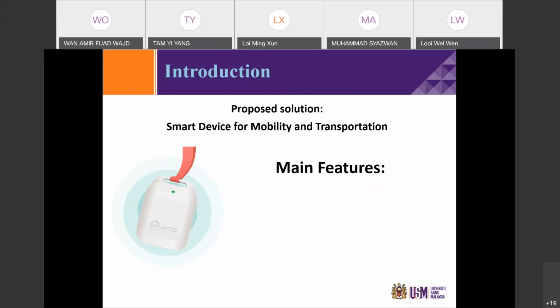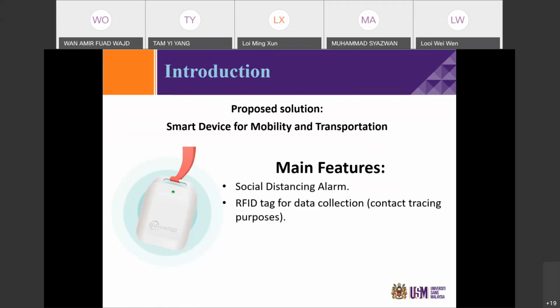So our proposed solution is to design a smart device for mobility and transportation, which consists of three main features. The first one is a social distancing alarm. The second one is the RFID tag for data collection and contact tracing purposes. And the third one is the COVID-19 checkpoint at the entrance of the public transportation station to limit the capacity in a station.